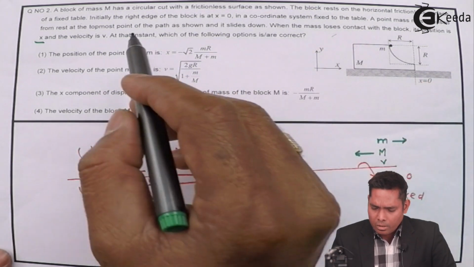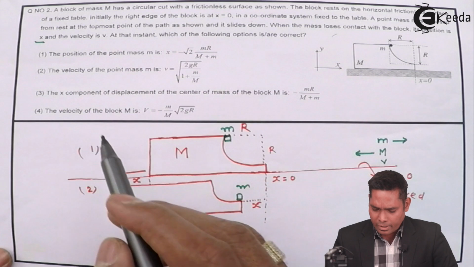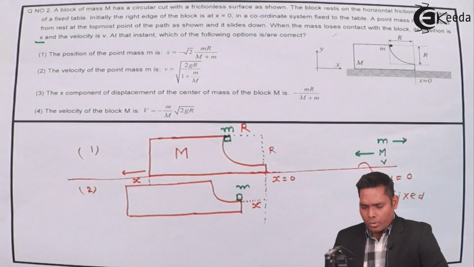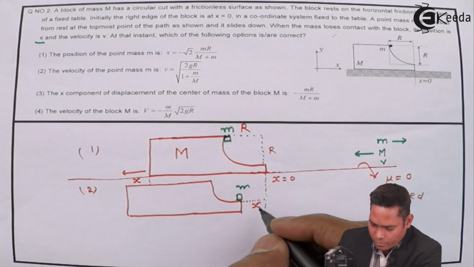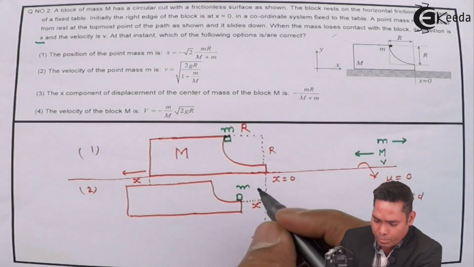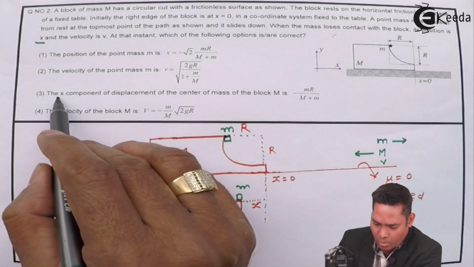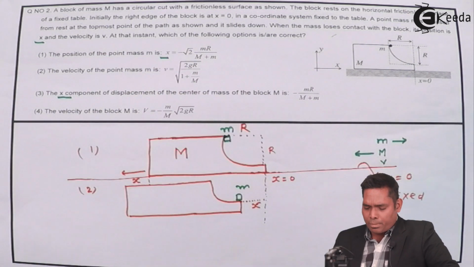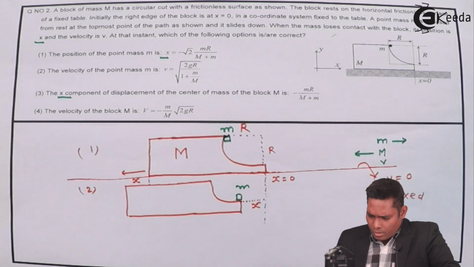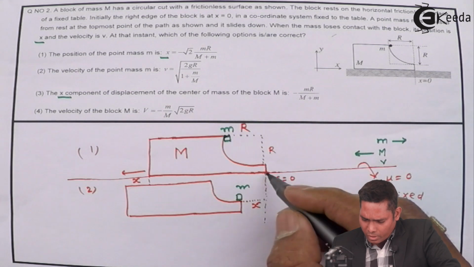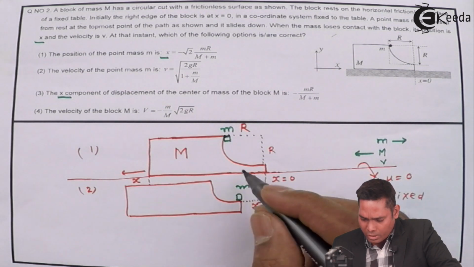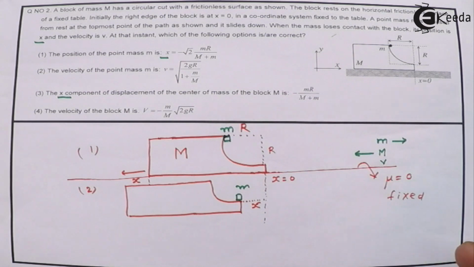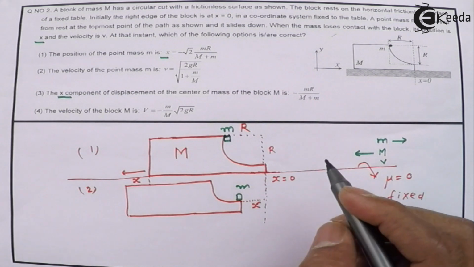It says that at the instant which of the following are correct. So if I want to find the x value and see which one is matching the x component of displacement, that x you have to find. So in both the cases, let us find x. To find x, if I choose this as the origin, then obviously everything is towards left, so finally the answer will be negative. So I'm just considering this as positive, with no problem with that.